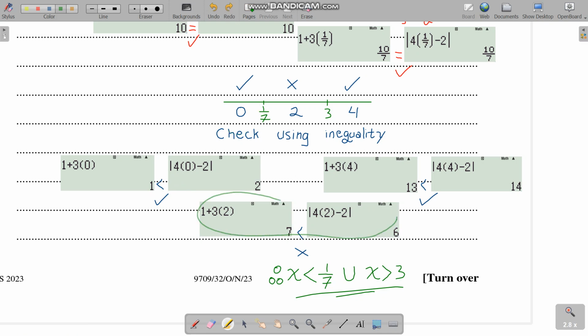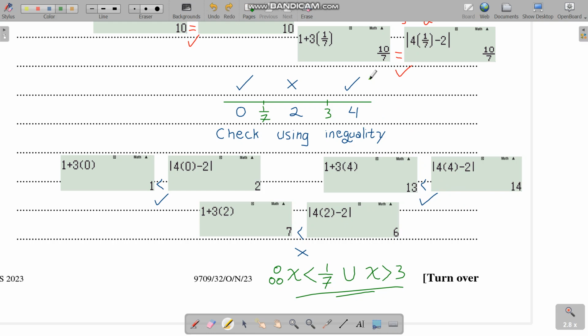For the middle interval, we can use 2 because it is between 1 over 7 and 3. Plug in 2, use a calculator, we get 7 smaller than 6, which is wrong, so we cannot use the middle interval. Interval on the right, you can use 4 because it is bigger than 3. Plug in 4, we get 13 is smaller than 14, which is correct, so we can use the right interval as well.